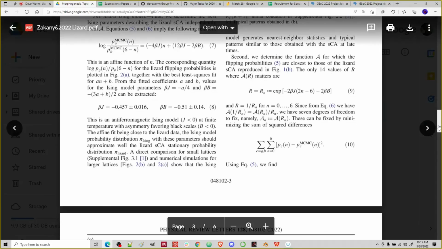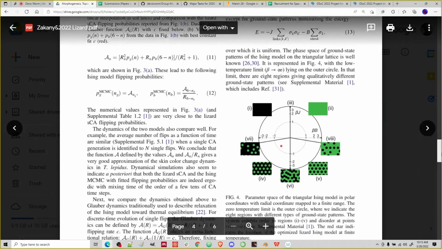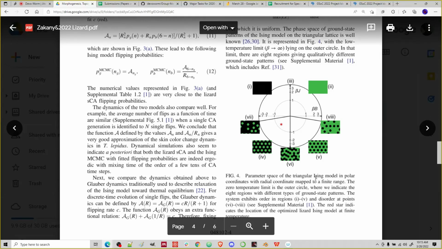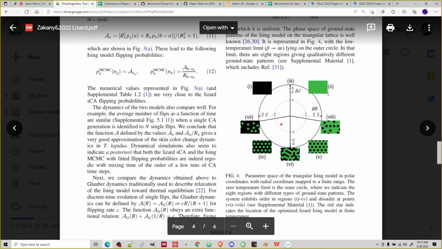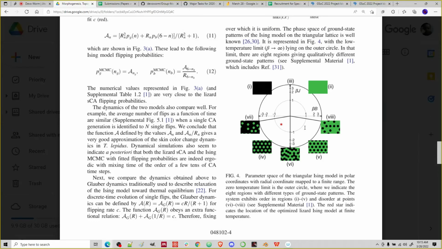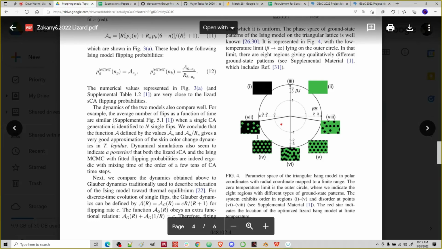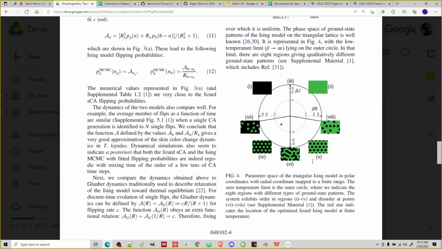So let's see if there are any other images here. So this is the parameter space of the triangular Ising model in polar coordinates. I'm not sure what these polar coordinates are, but you have the black state, the pure green state, and then you have a region where black dominates, and then green dominates, and then you have the shift in the density of the cells from one to the other. So you can see that the green dominates and then black starts to dominate when the black scales become more prevalent.